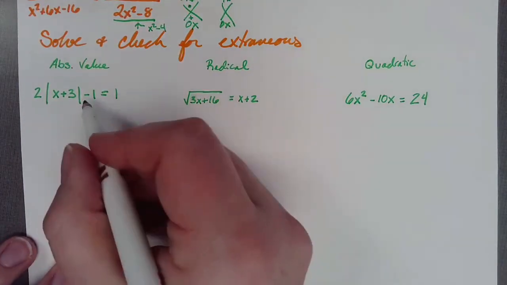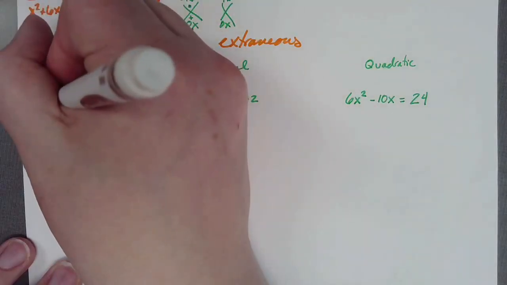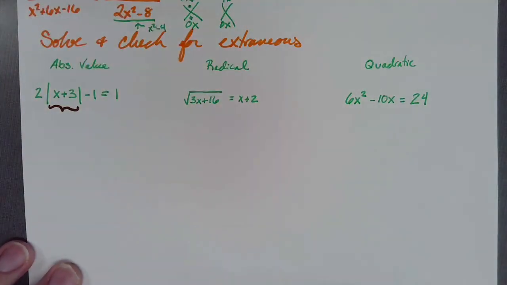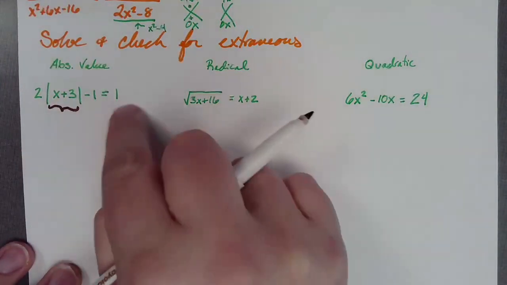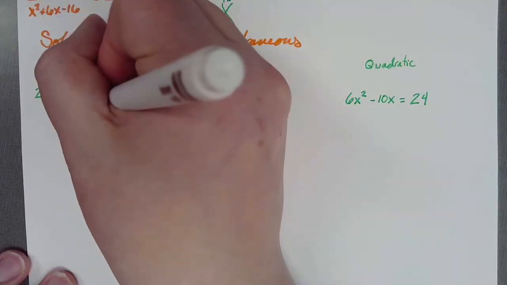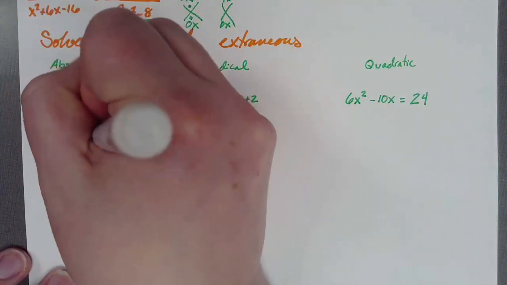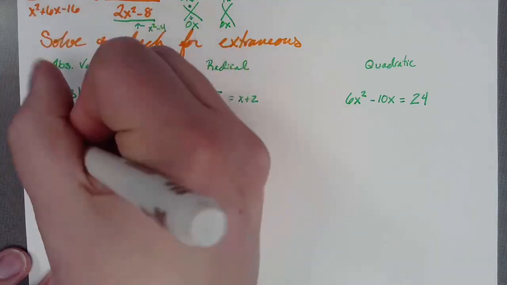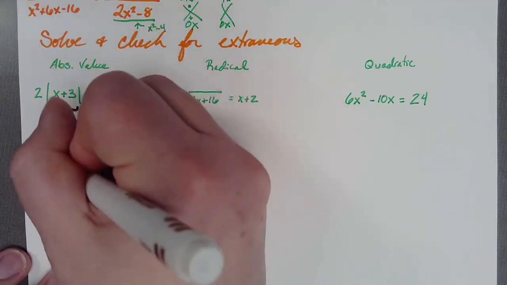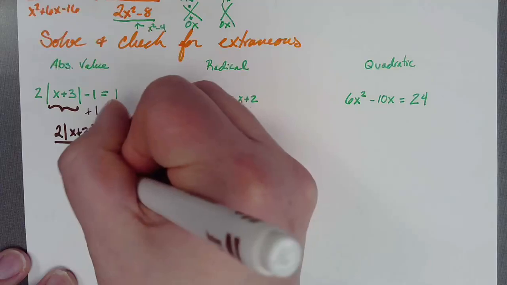Now, in absolute value equations, what we said is that the absolute value piece needs to stay together until the very end, so I've got to get rid of everything outside the absolute value first. So I'm going to add the 1. So I get 2 absolute value of x plus 3 equals 2. Divide by 2 on both sides. X plus 3 equals 1.